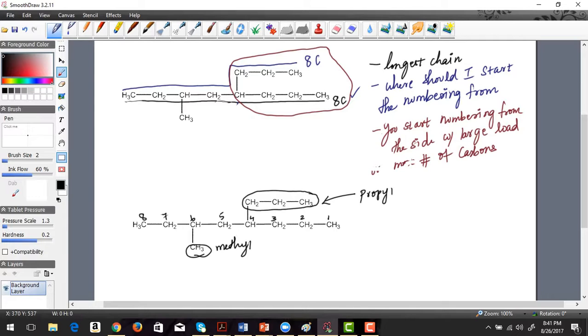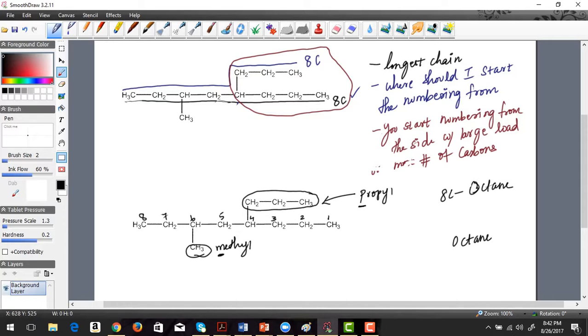When you start to write the name, alphabet takes precedence. This starts with P, this starts with M. So in the name that you're going to write, methyl takes precedence over propyl because M comes before P in A through Z. Now there are 8 carbons total, so the last name for this compound is octane. 8 carbon is octane. So that's the last name.